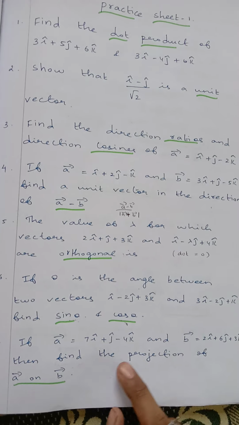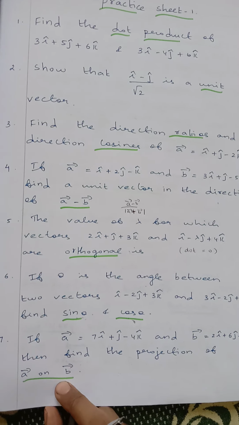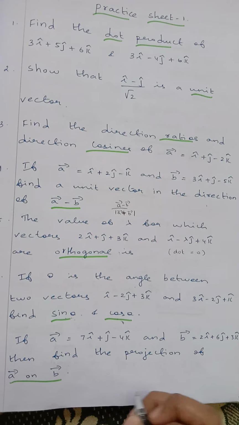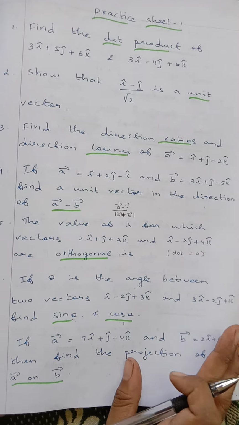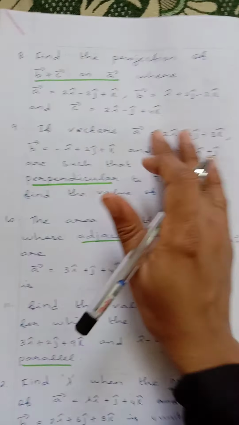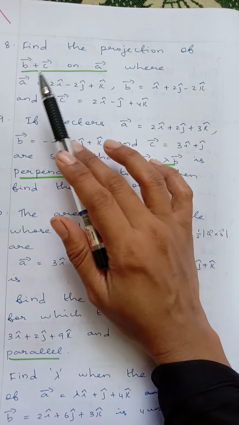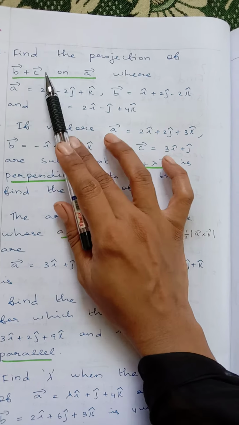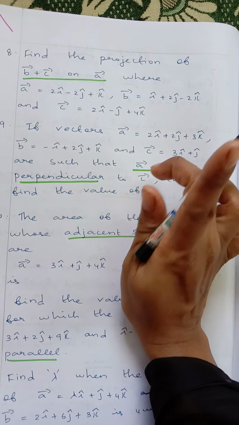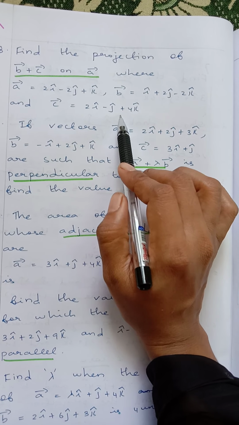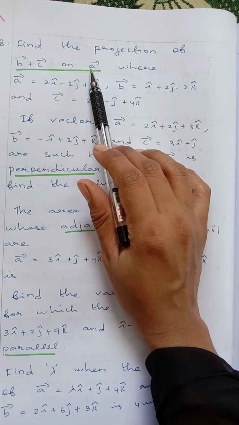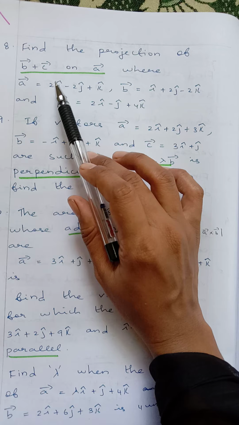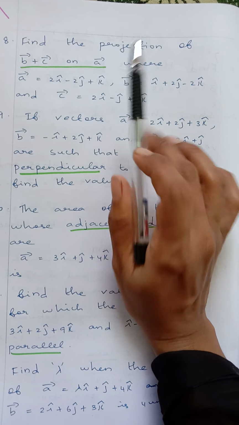A, b is given. Find the projection of a on b. What is the formula? A dot b by magnitude of b vector. Good. Next one. Find the projection of b plus c on a. A, b, c are given. First you find b plus c. You will get one vector. With that vector, you should find the dot product with a. Suppose I take b plus c as d, then d dot a by magnitude of a.